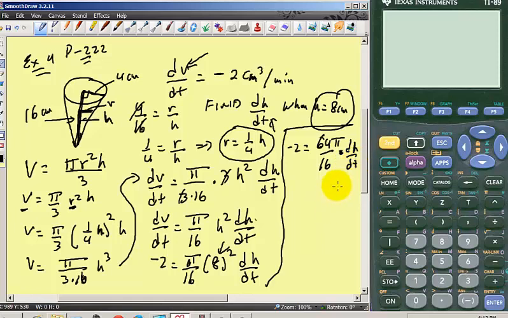When I multiply by the reciprocal, I'm going to get -32 over 64 pi is equal to dh/dt. And of course this reduces. -1 over 2 pi is equal to dh/dt.